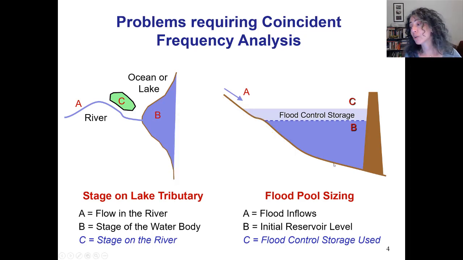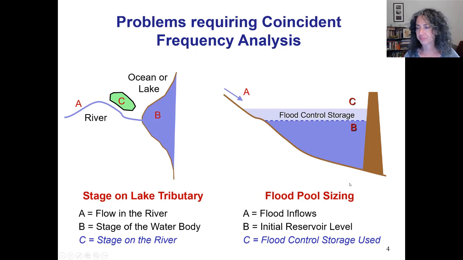On the right, we have a reservoir providing some flood protection, and maybe we want to size the flood control pool, or maybe we already have a defined flood control pool, but we want to know the probability distribution for the peak stage from flood events. So in this case, the variable of interest is going to be my annual peak stage, C, and it's going to be influenced by the flow into the reservoir and also by the starting storage in the reservoir during each flood event.